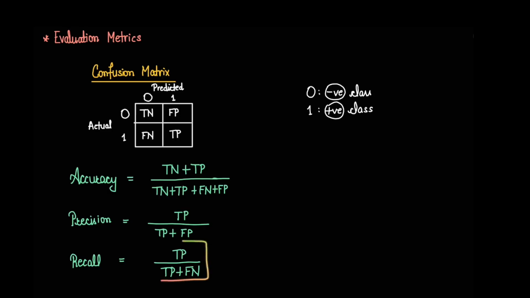This is what we call recall. So, if you see, precision is just true positive upon this row, the predicted positive row, and recall is true positive upon the actually positive, so this row. Now there is something called the precision recall trade-off.